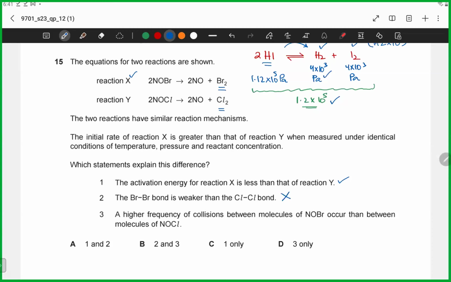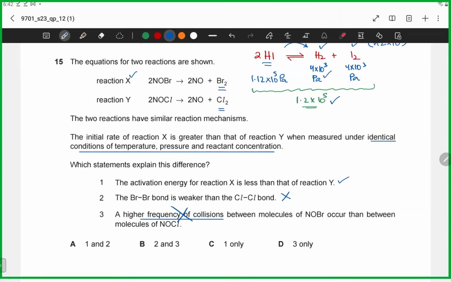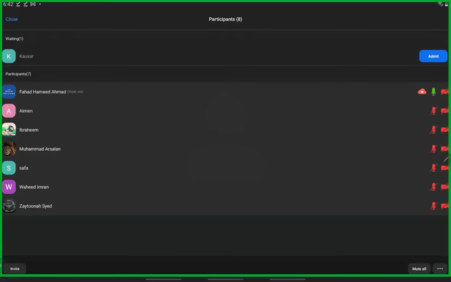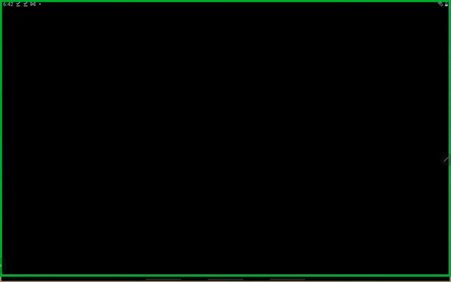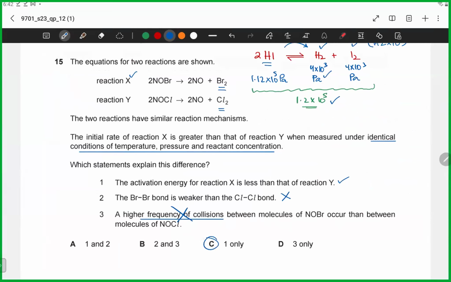तो ये clear है? I think it's just C. हाँ, और आखिरी क्या, higher frequency of collision? No, it's not going to be higher frequency of collisions क्योंकि he told us कि it's identical conditions, right? तो जब identical conditions है, so it won't have a higher frequency of collisions. तो वो वैसे ही गलत है. ठीक है? एक सेकंड. अच्छा तो C है.